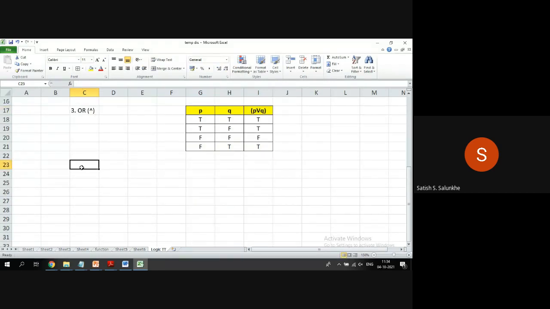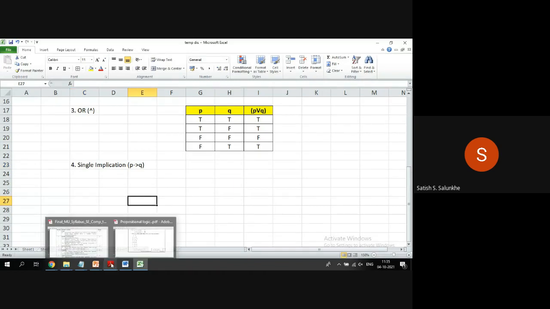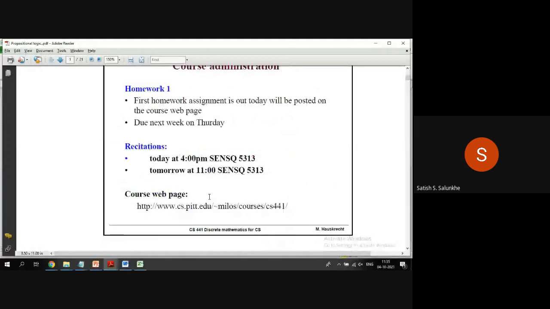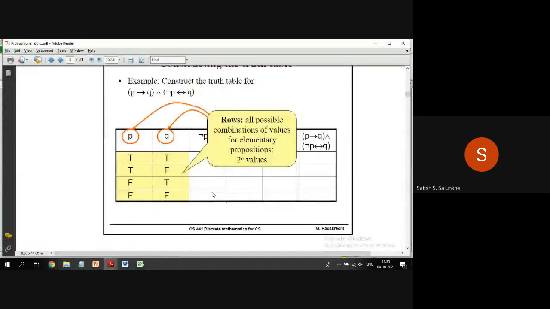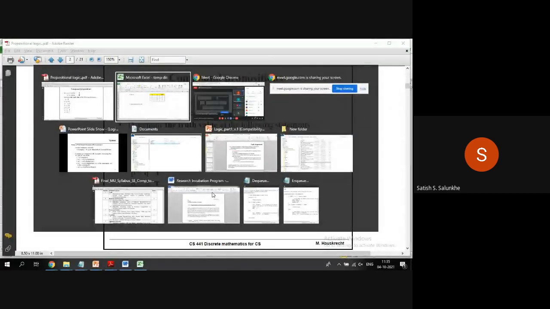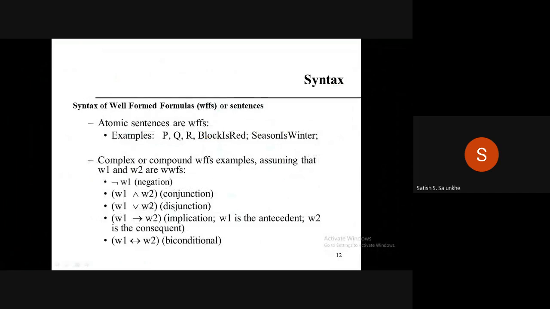Now the next one is the single implication, that is, something like P implies Q. AND operator is also called conjunction, OR operator is also called disjunction, and this is the single implication, where the first operand is called the antecedent and the second is called the consequent.